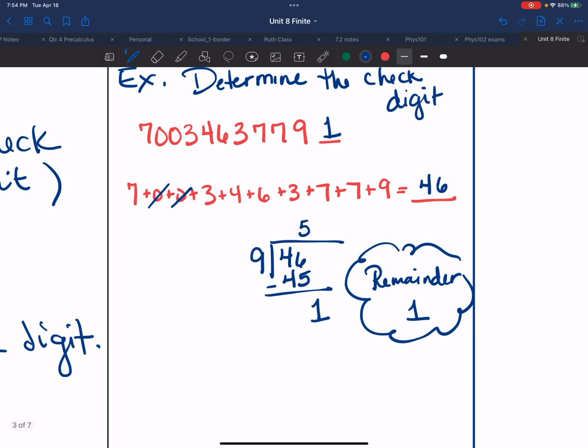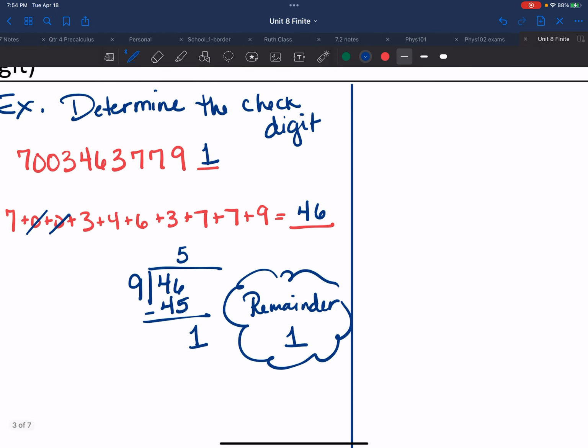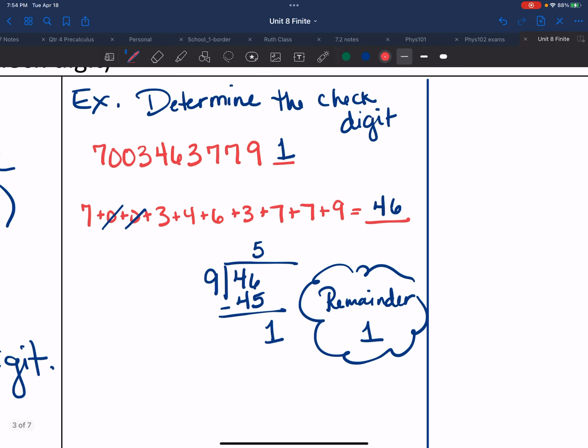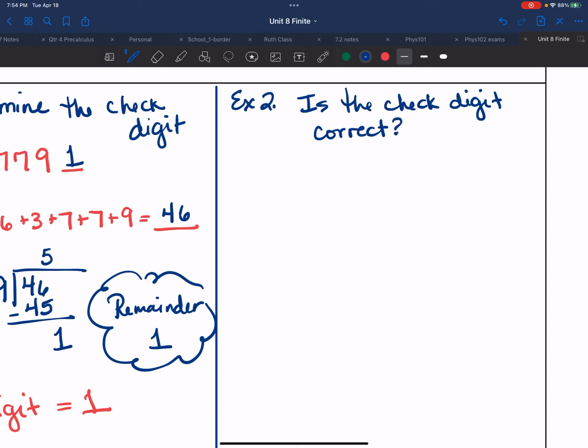Let's take a look at a different example. Actually, let's first write down the check digit. Check digit is equal to 1. Okay, so let's look at example 2. On this one, we want to see, is the check digit correct?